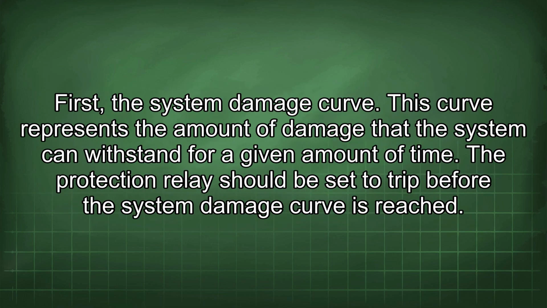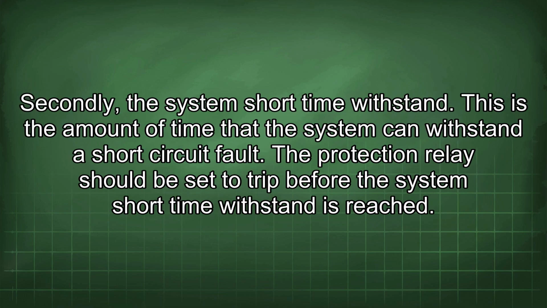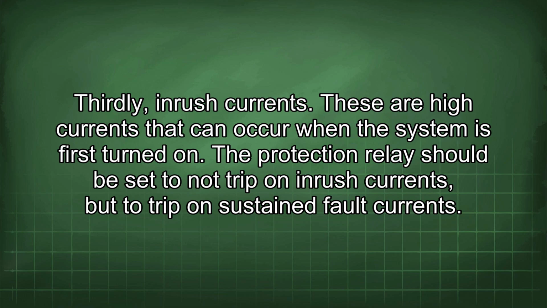First, the system damage curve. This curve represents the amount of damage that the system can withstand for a given amount of time. The protection relay should be set to trip before the system damage curve is reached. Secondly, the system short time withstand. This is the amount of time that the system can withstand a short circuit fault. The protection relay should be set to trip before the system's short time withstand is reached. Thirdly, inrush currents. These are high currents that can occur when the system is first turned on. The protection relay should be set to not trip on inrush currents, but to trip on sustained fault currents.